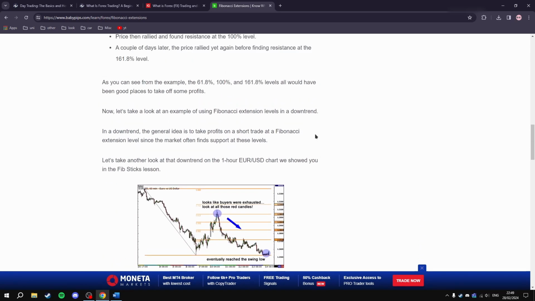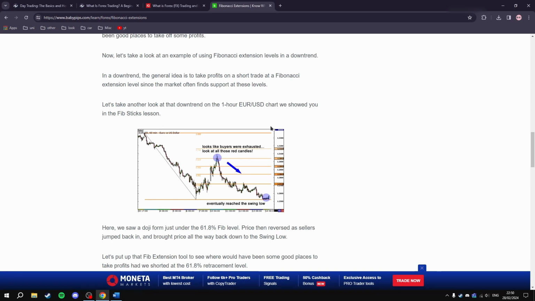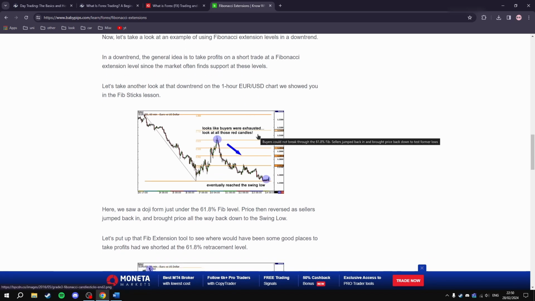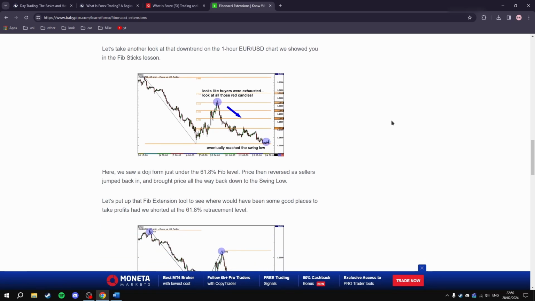As you can see from the example, the 61.8%, 100%, and 161.8% levels all would have been good places to take off some profits. Now let's take a look at an example using Fibonacci extension levels in a downtrend. In a downtrend, the general idea is to take profits on a short trade at a Fibonacci extension level, since the market often finds support at these levels. Let's take another look at the downtrend on the 1 hour EUR/USD chart we showed you in the Fib Sticks lesson. So we've got the chart here.